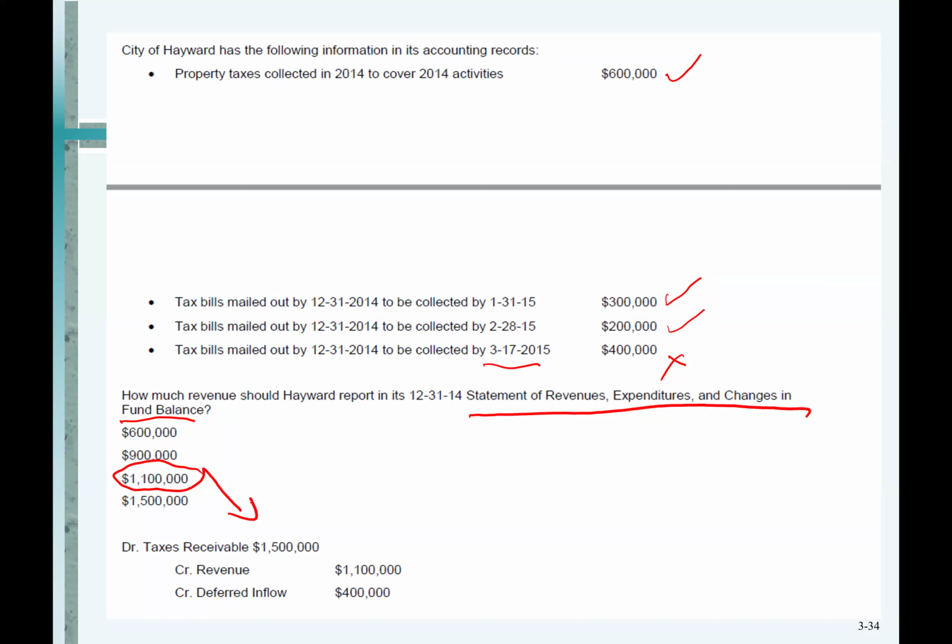Now, if I said statement of activities on this question, then the answer would be what? The entire 1.5 million. And this ignores the issue of whether we even consider it collectible. Because remember, if there was an amount that we didn't think we would collect, that would be credited into the allowance. We would reduce the revenue by the amount we think we're never going to collect.